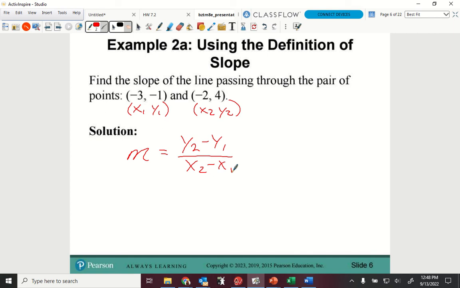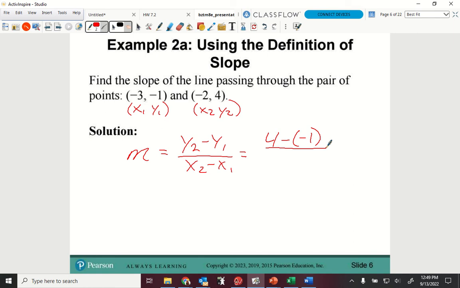So now y2. Okay, so what is y from my second point? 4. Very good. So 4 minus, what is y from my first point? Negative 1. And I'm going to add that using a parenthesis, so it looks like this. Negative 1, right there. So if you notice, it has parentheses, so I'm including the negative there so I don't lose that. Fraction right there.